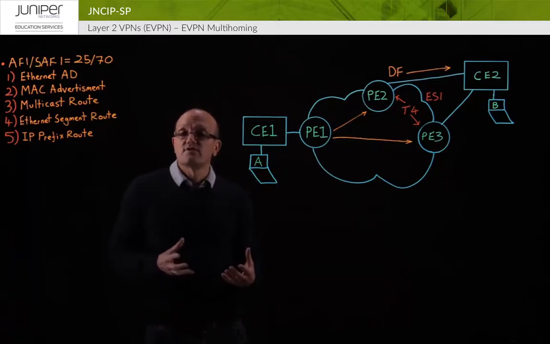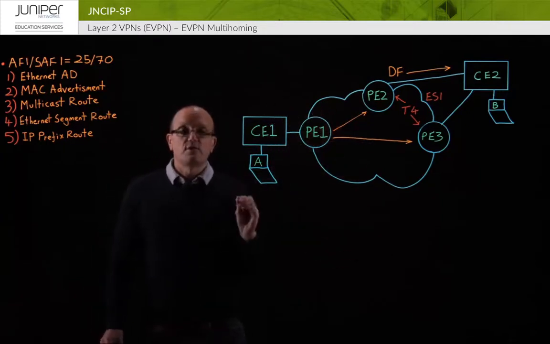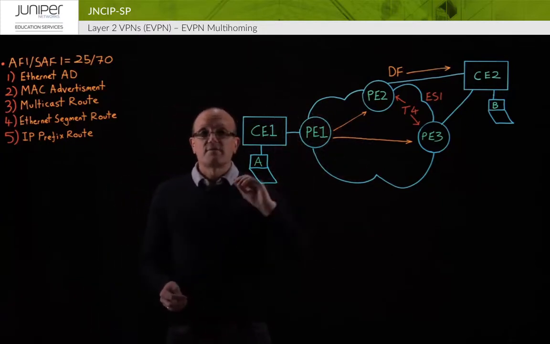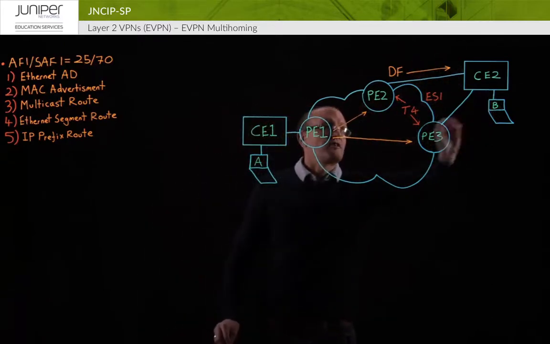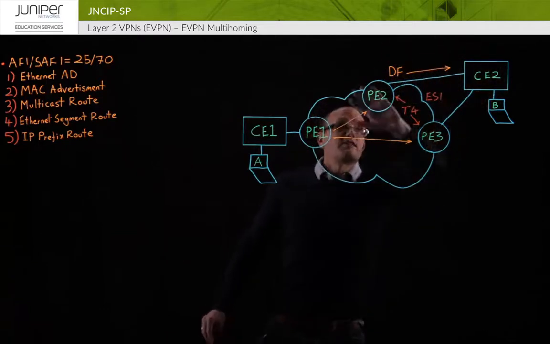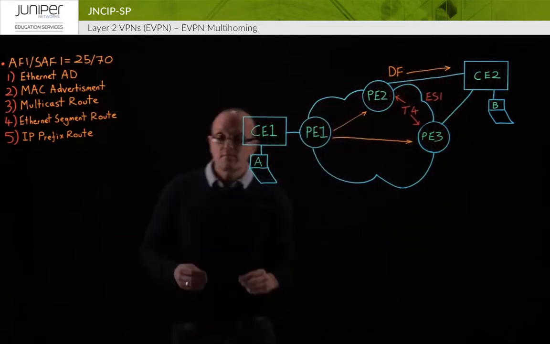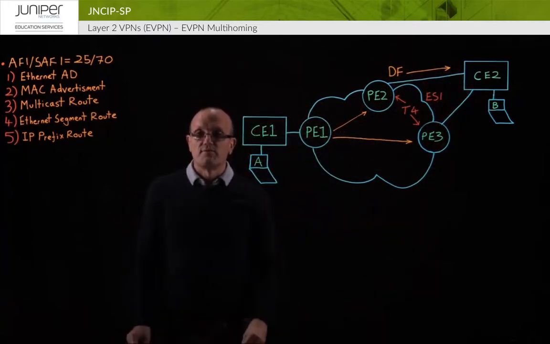Imagine we have broadcast traffic coming from CE1. It's hitting PE1 and being ingress replicated to P2 and PE3. They're both forwarding that traffic out to CE2, who is then flooding that traffic back towards them. And we have this flooding loop then, which is obviously undesirable.